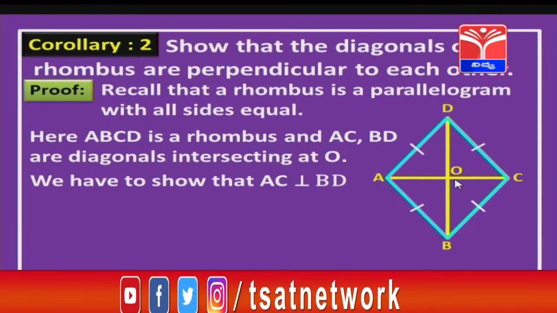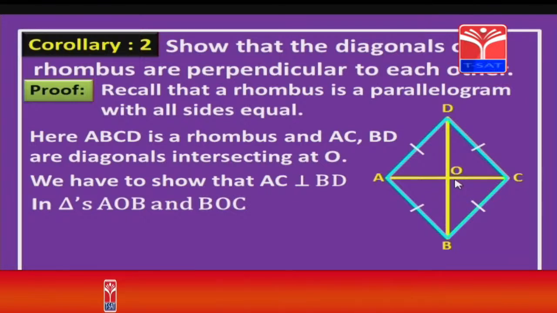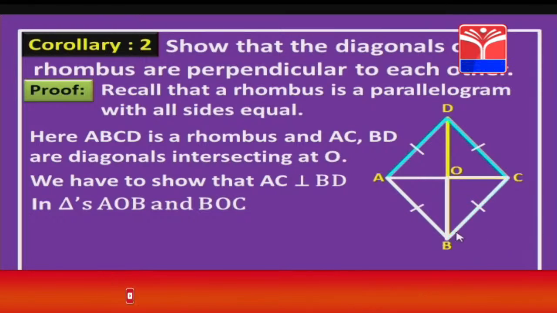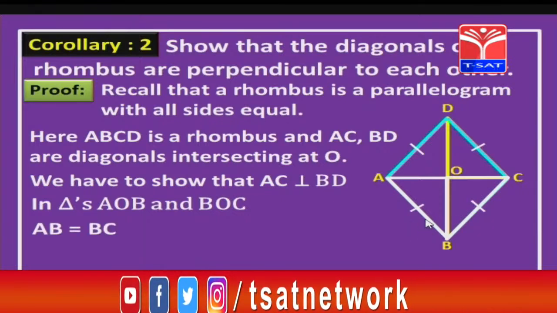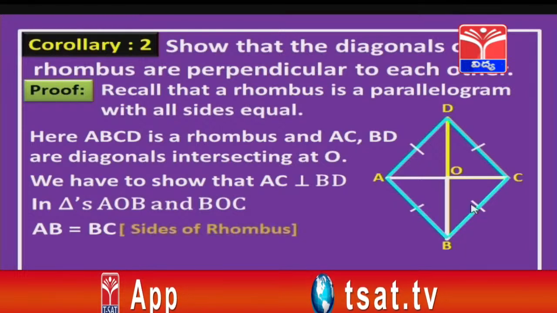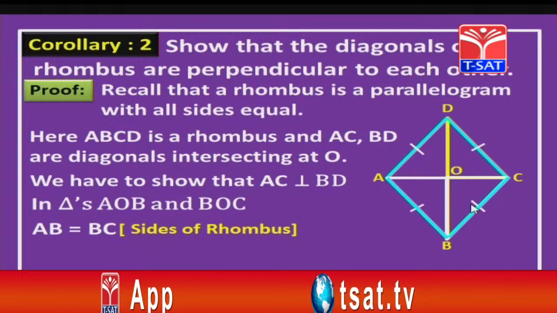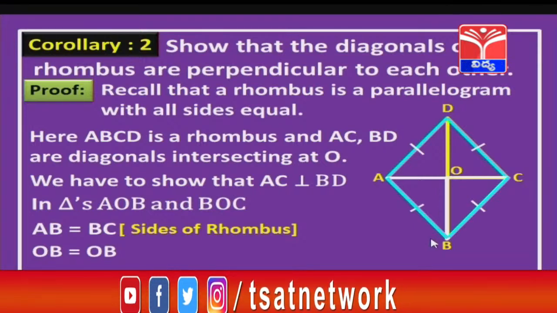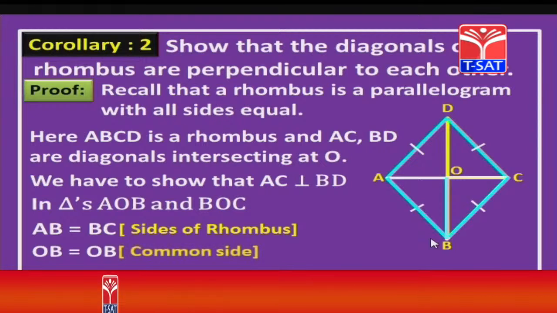Now, let us see how to prove that, children. I will consider triangles AOB and BOC. Here you can notice this is our AOB, and next we will consider another triangle, that is BOC. Now, in these two triangles, what do you notice, children? Yes, we see that AB and BC both are equal, because all sides are equal in a rhombus. So, AB and BC are equal. The reason is sides of a rhombus. Then OB is the common side in these two triangles, so that is also equal. So, write it as common side.